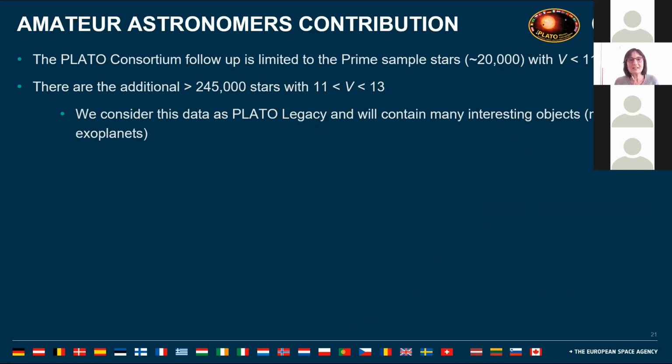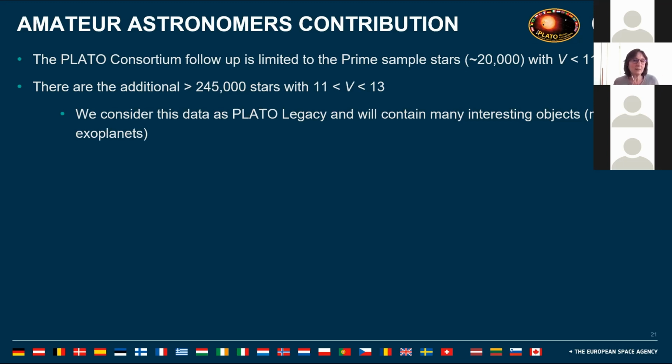Also, of course, this is just a first list, a first mentioning of ideas, because I'm sure that there will be many other points where the amateurs can have very fantastic contributions to the mission. So, as you see, the prime sample are the stars for which the consortium is committing to produce the follow-up. But then there are all these additional more than 200,000 stars that have magnitudes between 11 and 13.